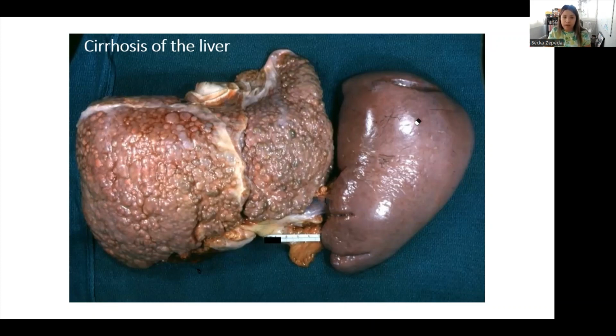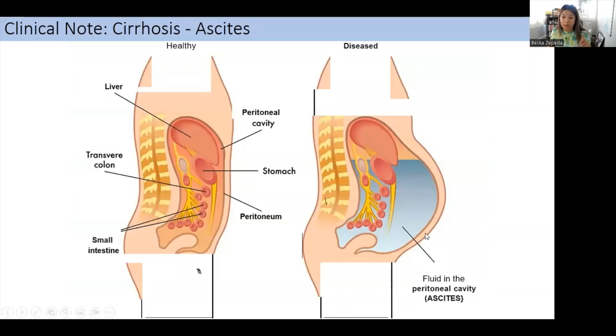One symptom of cirrhosis, or actually this would not be a symptom, this would be a sign because it's an outward appearance. It's something that could be verified by a medical professional. So this would be a sign, and it's called ascites. Ascites is when you have fluid in your peritoneal cavity.